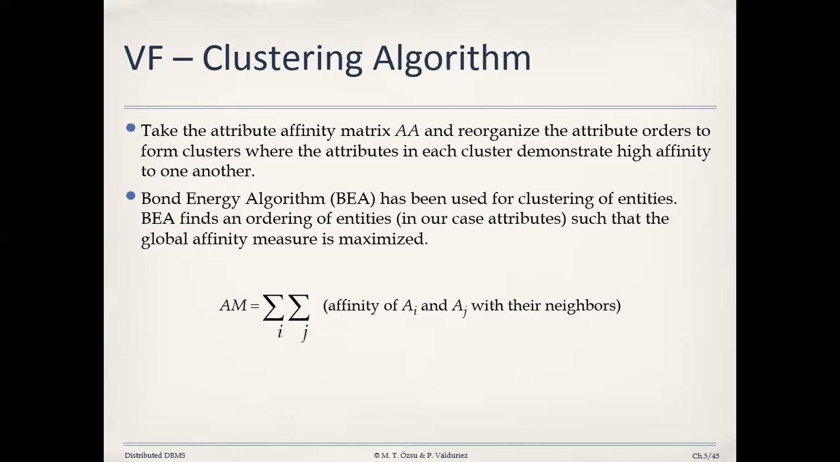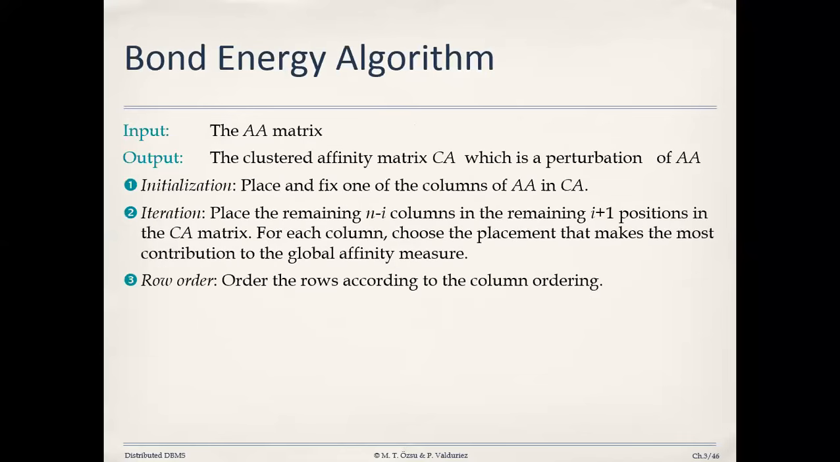Now, how we will calculate that global affinity measure and how we apply the bond energy algorithm, we will start discussing now. So here we are interested in the affinity of Ai and Aj with their neighbors. So here we calculate affinity with neighbors, that is, if it is A1, then is its affinity with A3 better or with A4 better. What we try to do is find out the affinity or the closeness of the attributes with the neighbors. And neighbors means all those attributes which are there in the matrix.